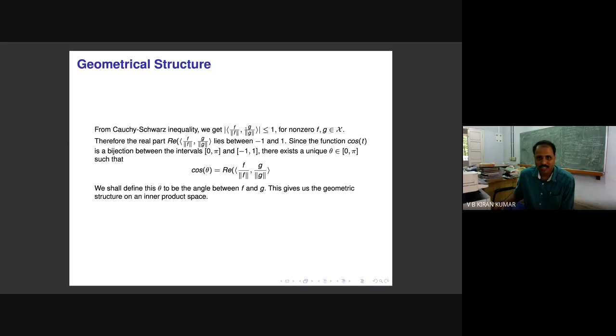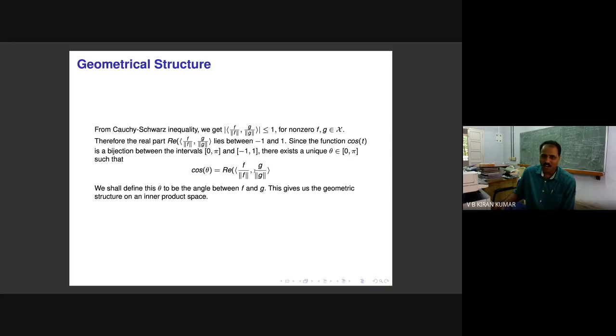So what's the meaning of that? The absolute value of a complex number is less than or equal to 1. Therefore, its real part should lie between -1 and 1. Now you see that the cosine function cos t is a bijection from the interval 0, pi onto -1, 1. The real part of this quantity is in the interval -1, 1. Because this is a bijection, there is a unique theta in this interval such that cos theta equals the real part of this.